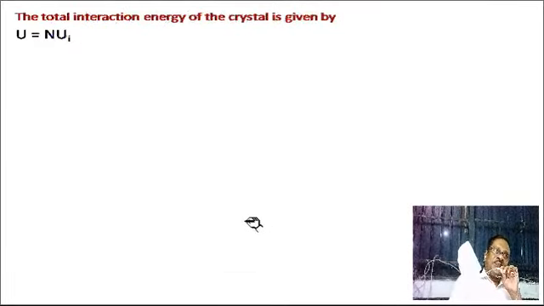Now, if the NaCl crystal structure consists of n number of positive ions and n number of negative ions, then the total interaction energy of the crystal is given by U equal to n Ui.